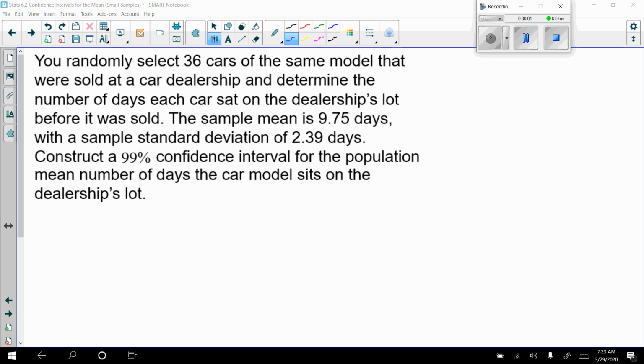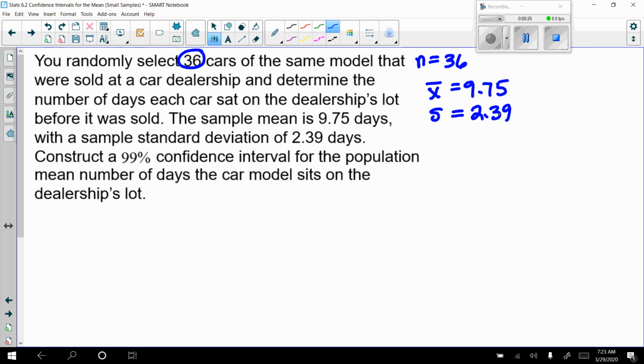In this next example, we have 36 cars that were sold at a dealership. To determine the number of days each car sat on the dealership's lot before it was sold, the sample mean was 9.75 days, with the sample standard deviation of 2.39 days. We need a C level of 99%, and we're supposed to create a confidence interval.